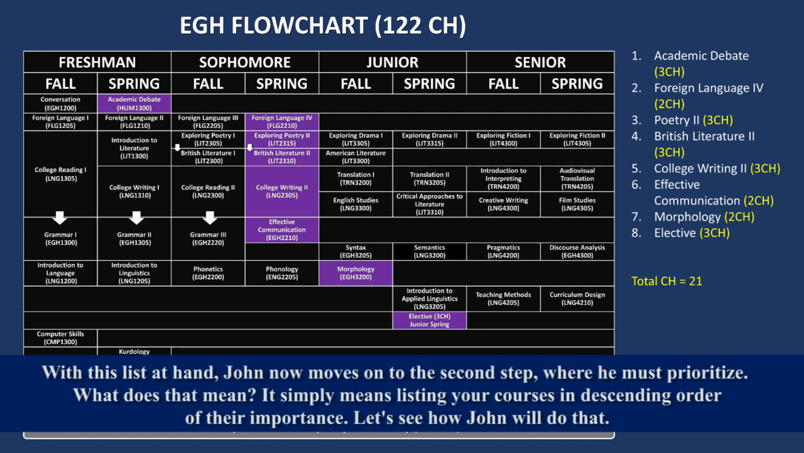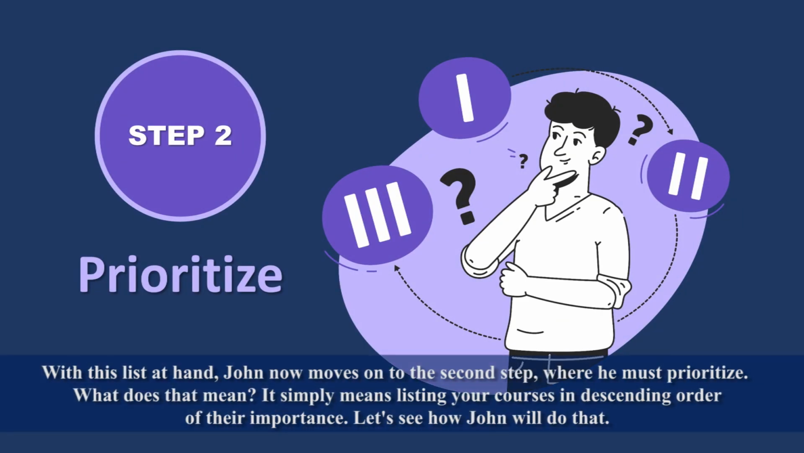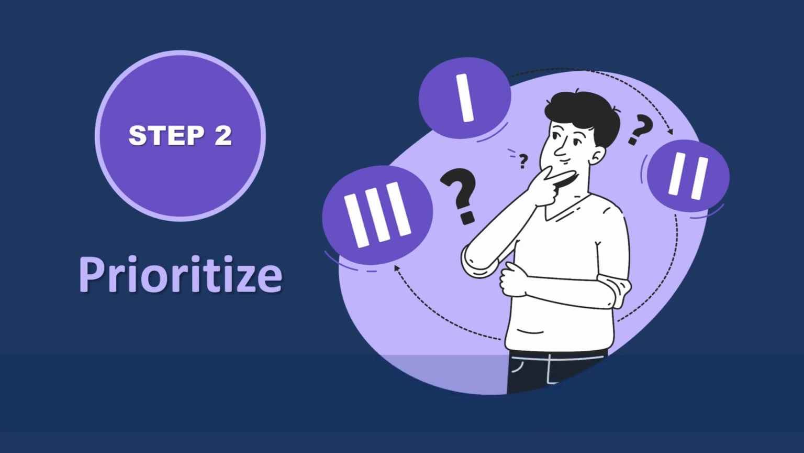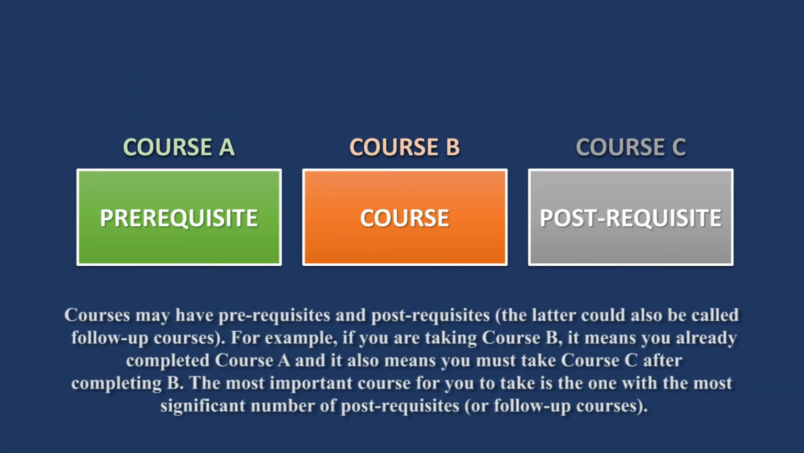With this list at hand, John now moves on to the second step, where he must prioritize. What does that mean? It simply means listing your courses in descending order of their importance. Let's see how John will do that. Courses may have prerequisites and postrequisites. The latter could also be called follow-up courses. For example, if you're taking course B, it means you already completed course A, and it also means you must take course C after completing B. The most important course for you to take is the one with the most significant number of postrequisites or follow-up courses.